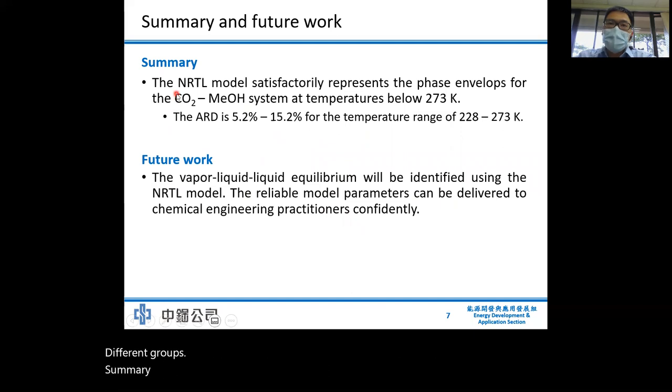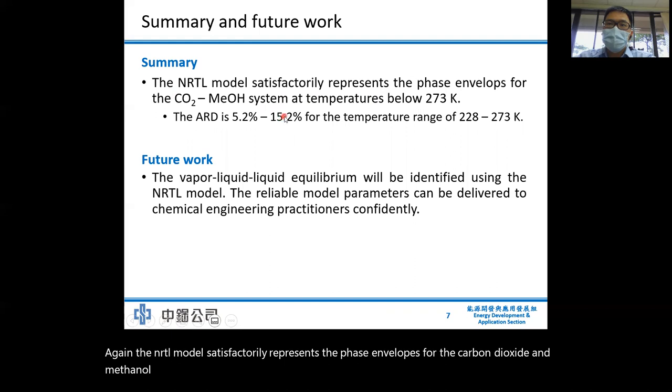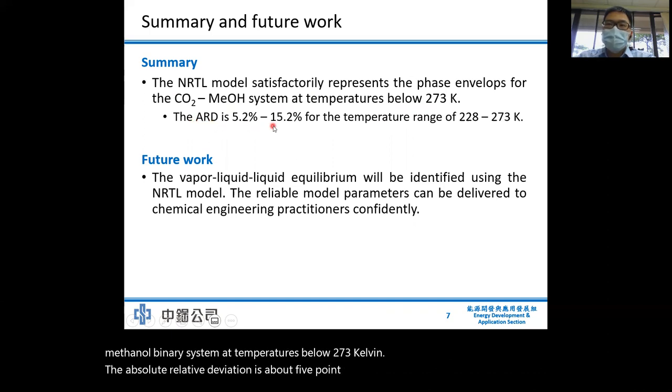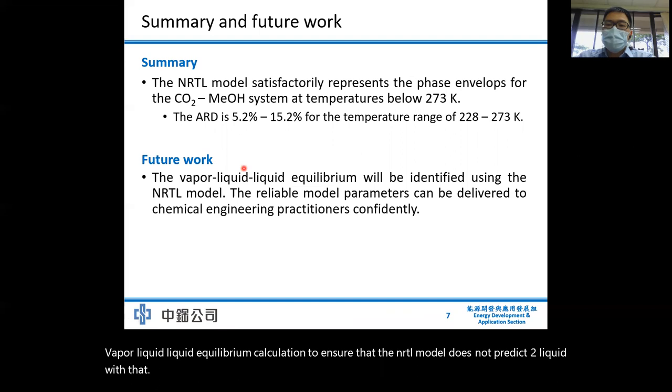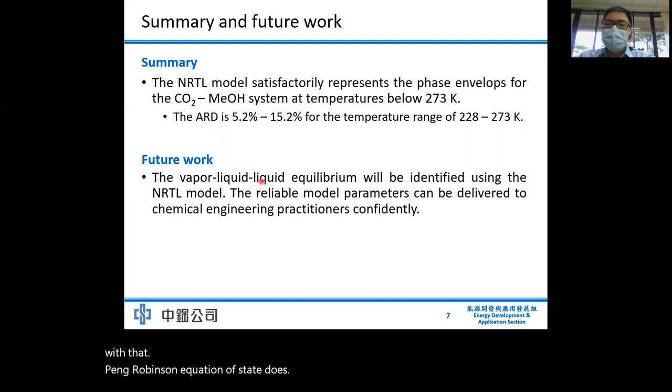Summary. Again, the NRTL model satisfactorily represents the phase envelopes for the carbon dioxide and methanol binary system at temperatures below 273 Kelvin. The absolute relative deviation is about 5.2 to 15%. For the future work, we will conduct the vapor liquid-liquid equilibrium calculation to ensure that the NRTL model does not predict two liquids as the Peng-Robinson equation of state does. After that, the reliable model parameters can be delivered to chemical engineering practitioners confidently.